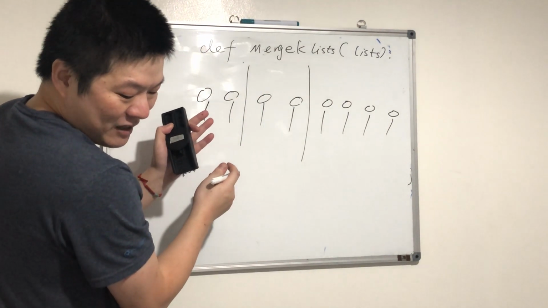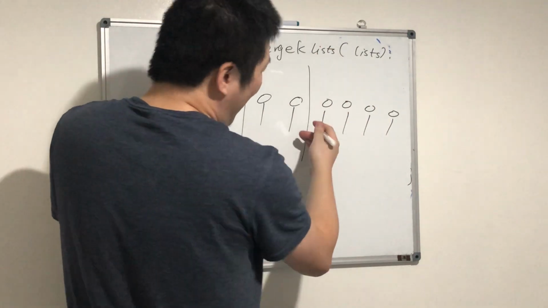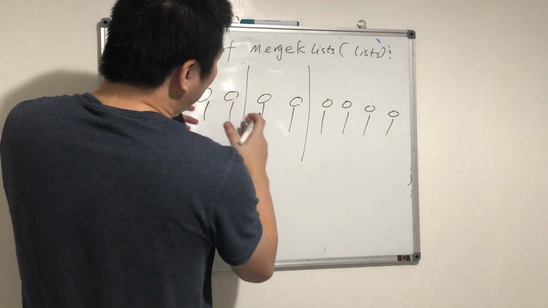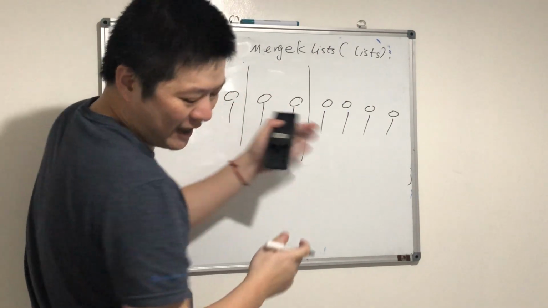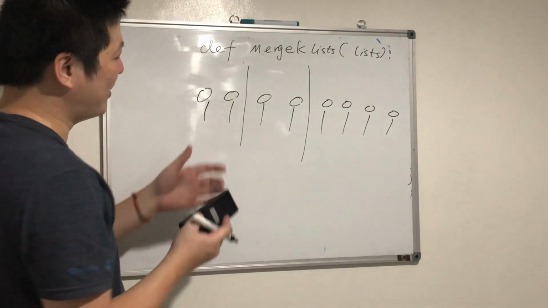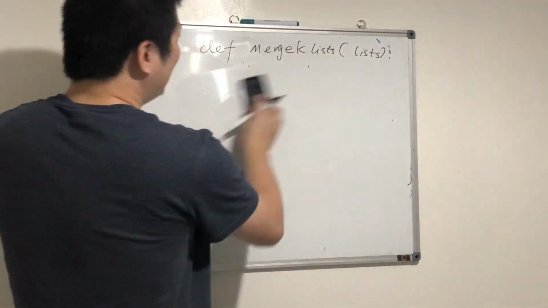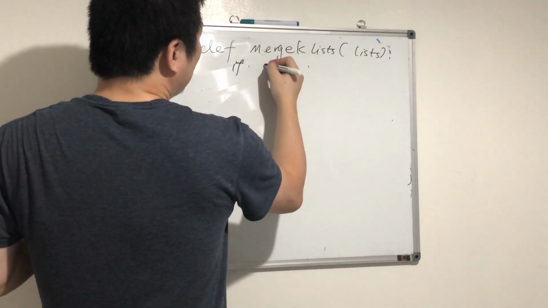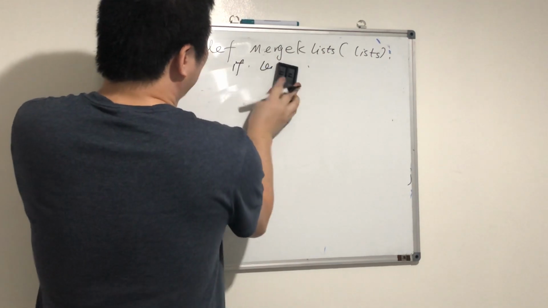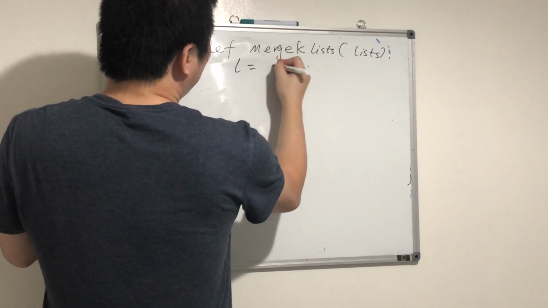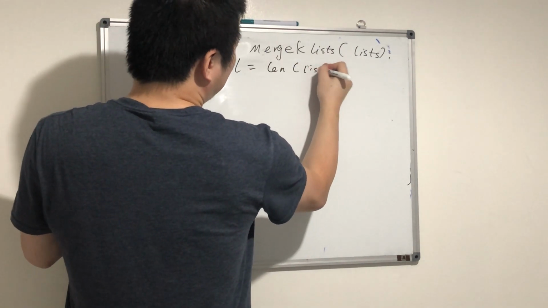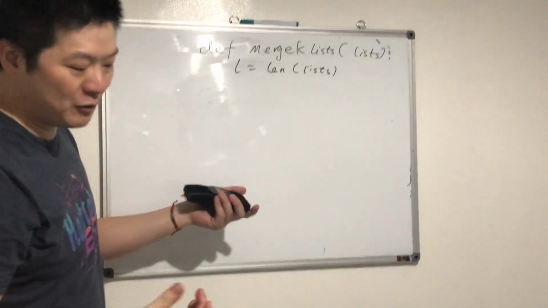Do you get it? So we divide it into half, and every time we merge, we keep merging until it's smaller. So how can we do this? Let's say len equals the length of the list, the number of lists we want to merge.